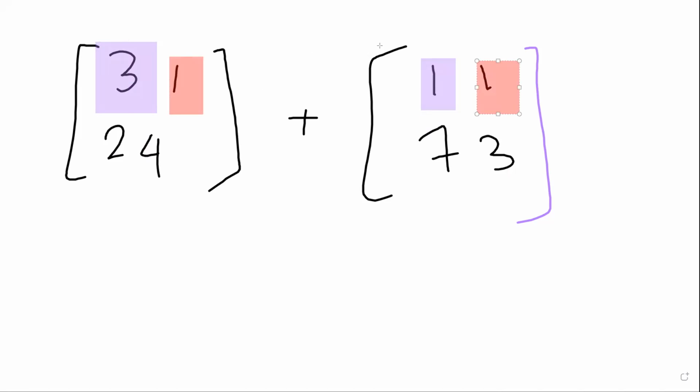And this 4 with its corresponding element here, which is 4. And the last one, this 2 with this 2. So if you want to add, you have to add each corresponding element. If they are the same. If they are not the same, I cannot add them.